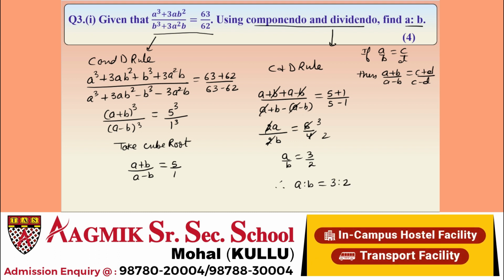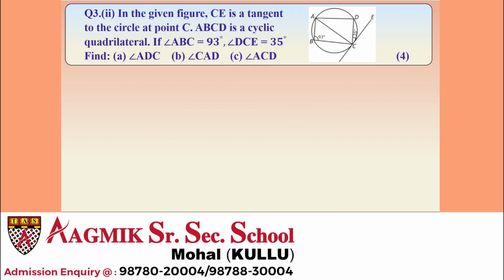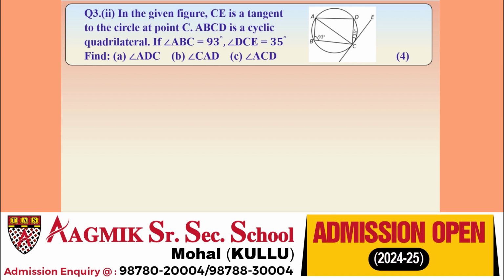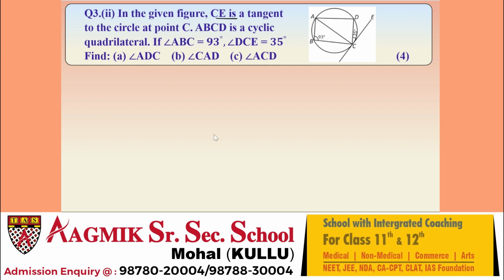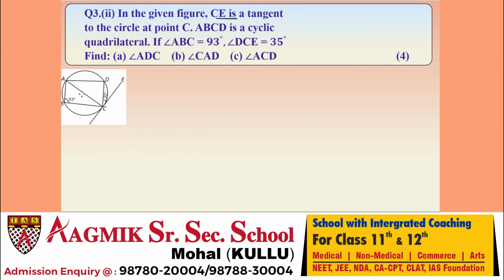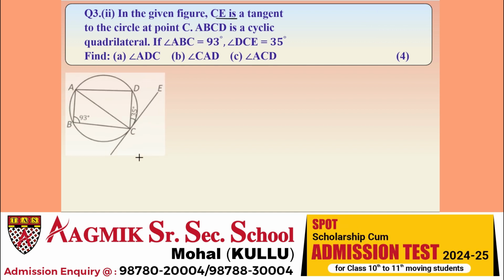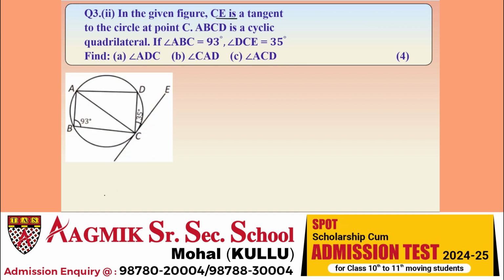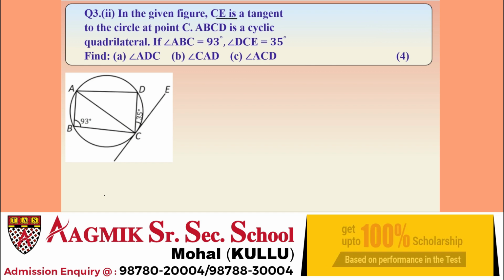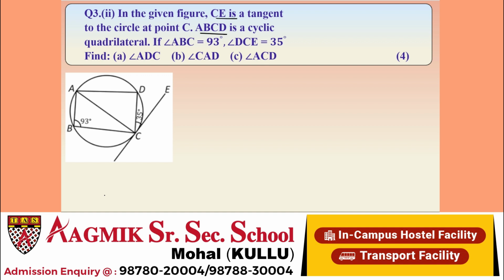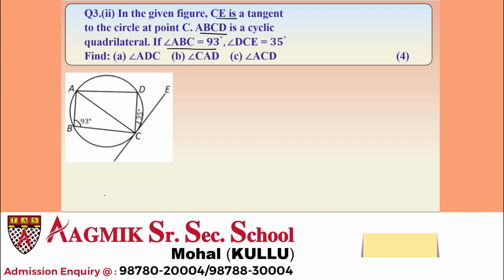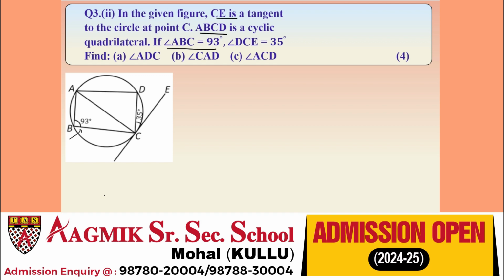Moving on, question number 3 part 2. In the given figure, CE is tangent to the circle at point C, as you can see in the figure. Alright, so this is the figure. We can enlarge it a bit. So CE is tangent, so we are given that it is tangent at this point C. Then ABCD is a cyclic quadrilateral, that means all the points lie on a circle. Angle ABC is 93, so this angle is 93.